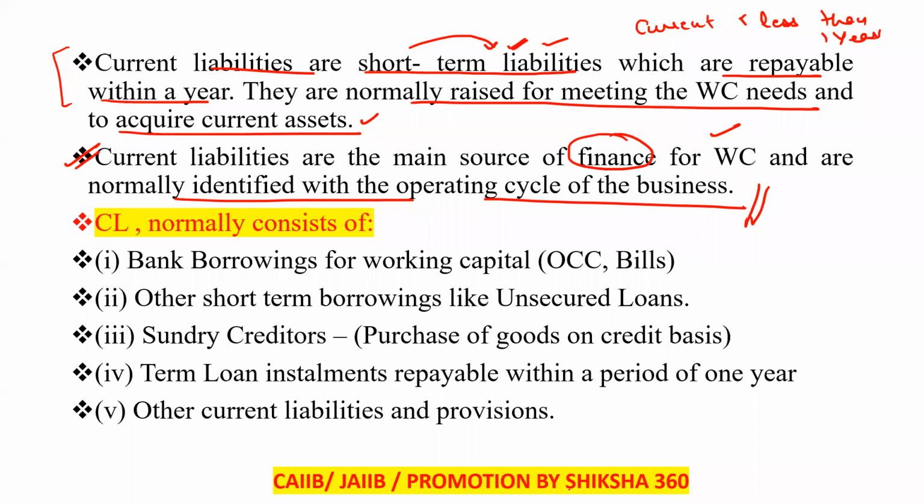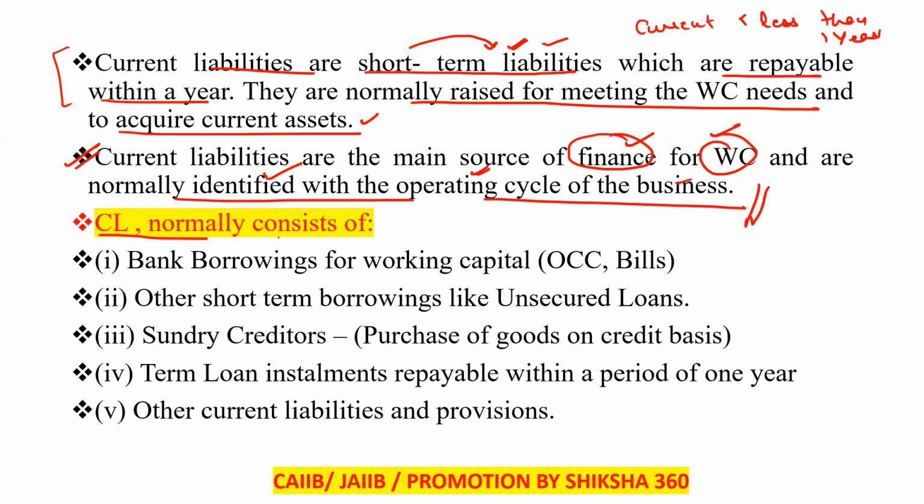So current liabilities, what are they? Current liabilities are the main source of finance for the working capital and are normally identified with the operating cycle of the business. So what do current liabilities generally consist of?